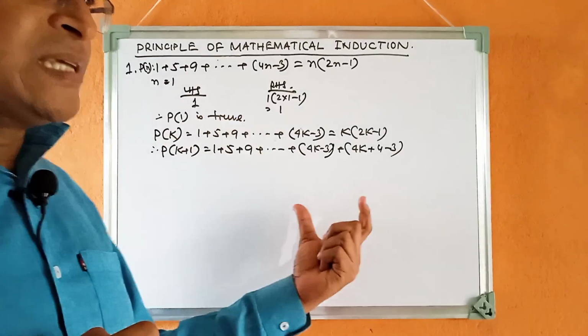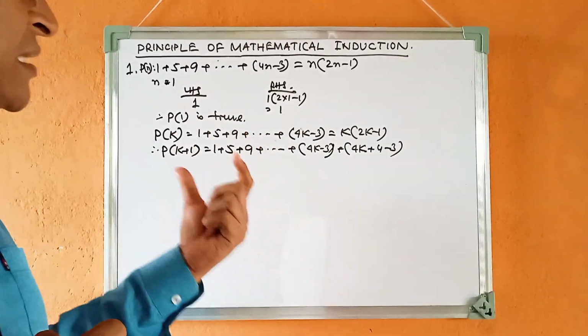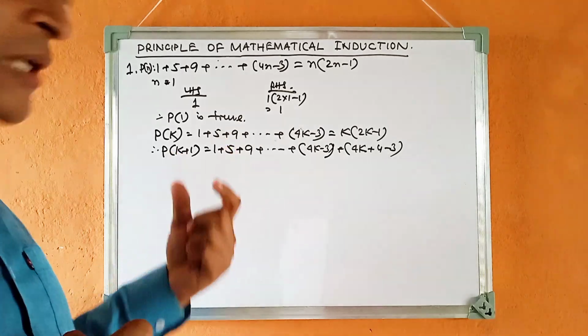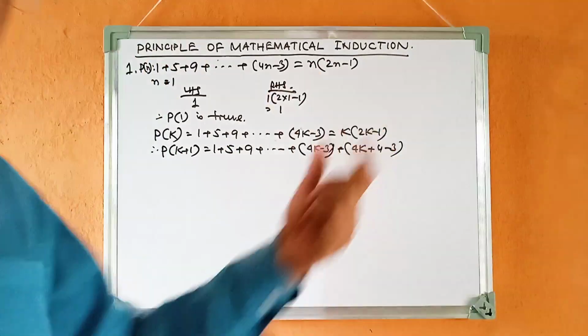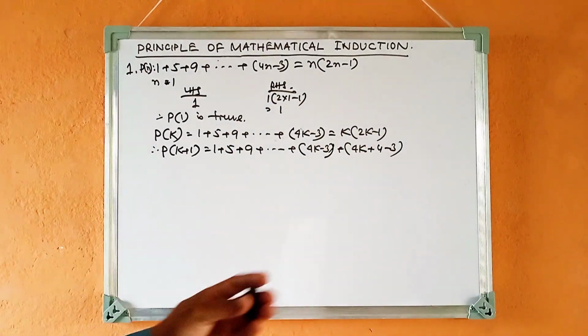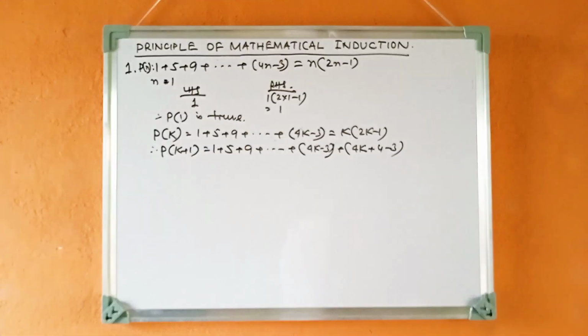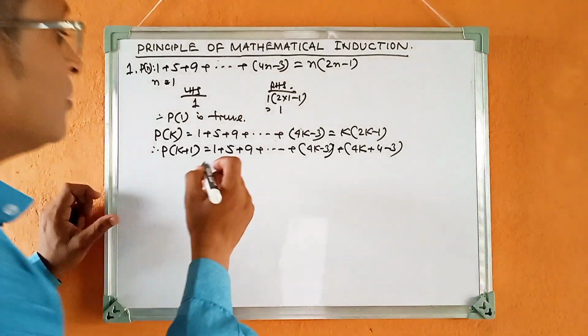Only write the LHS. On using this LHS, we put k, instead of n we put k plus 1. We get the result on RHS. Okay, if the result LHS equals RHS, then we say that by mathematical induction this statement is true. Now see how to solve it.